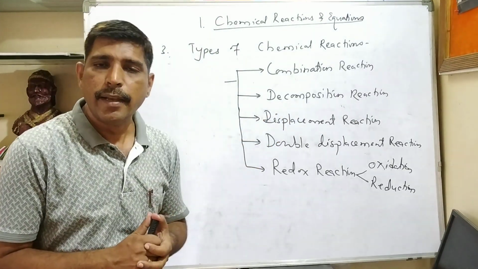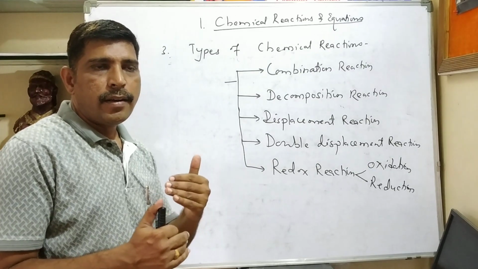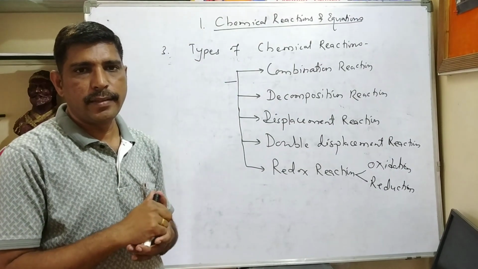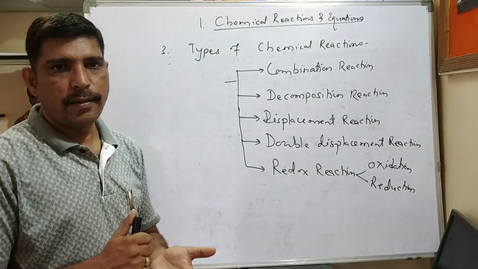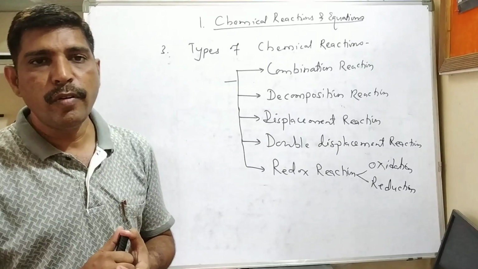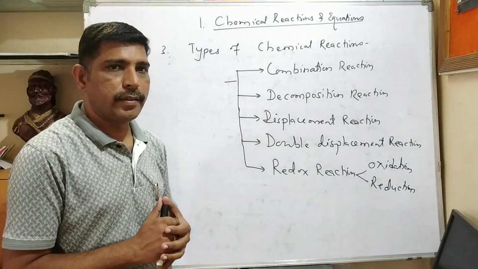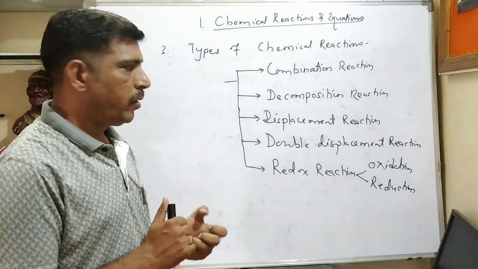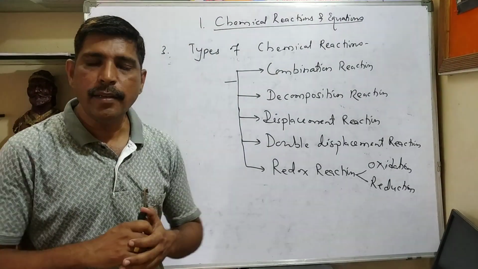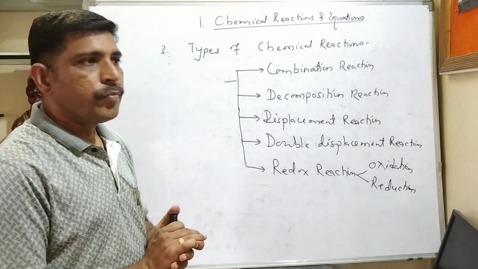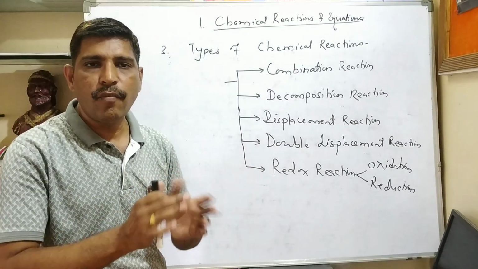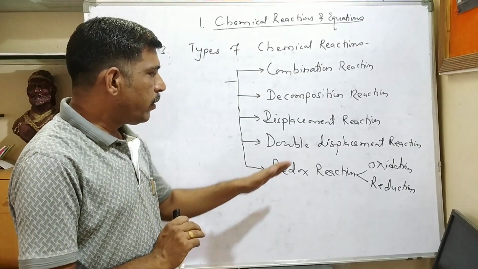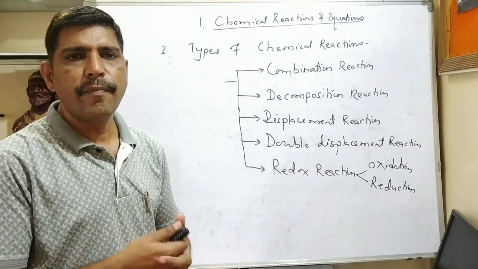The displacement reaction is where one reactant takes the place of another reactant. So something is displaced by another. The reactant which is more powerful is involved in the displacement reaction, and it displaces the less powerful or less reactive part of that reaction. Then double displacement reaction: here two different salts are there, and there is an exchange of ions between them. Displacement means it is a replacement reaction.